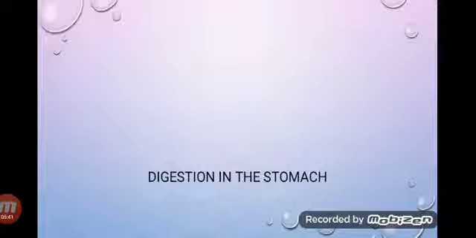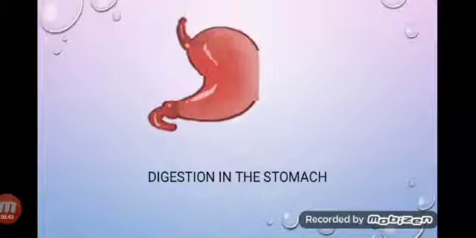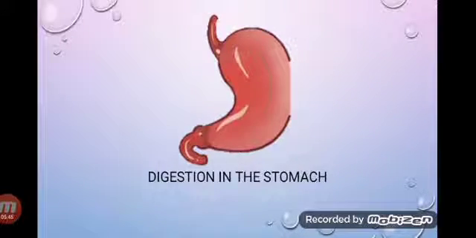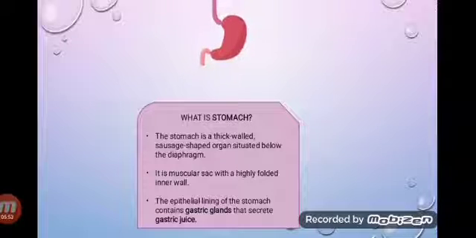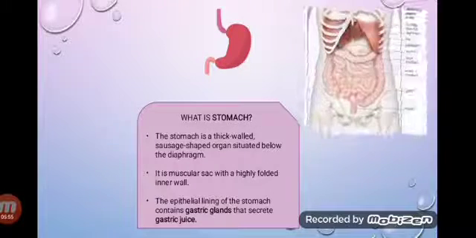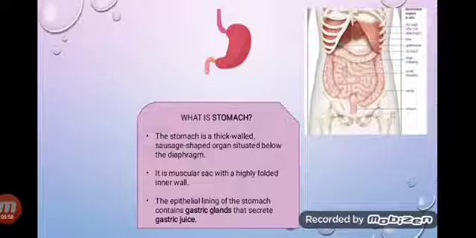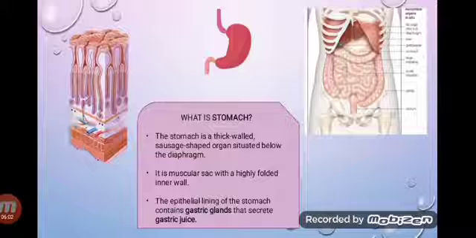Next is the second stage, digestion in the stomach. What is the stomach? The stomach is a thick-walled, sausage-shaped organ that is situated below the diaphragm. It is a muscular sac with a highly folded inner wall. The epithelial lining of the stomach contains gastric glands that secrete gastric juice.